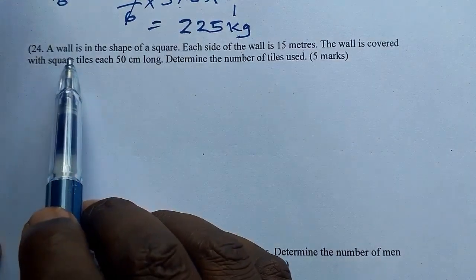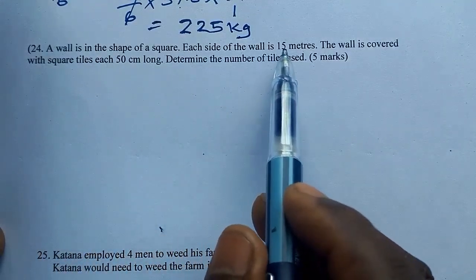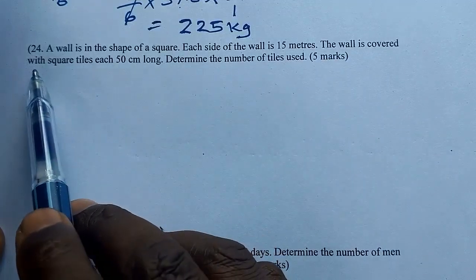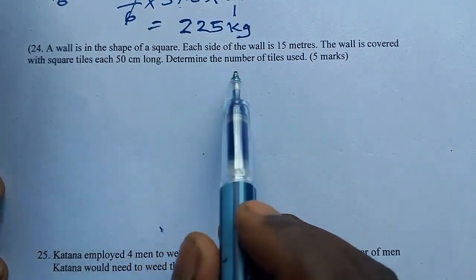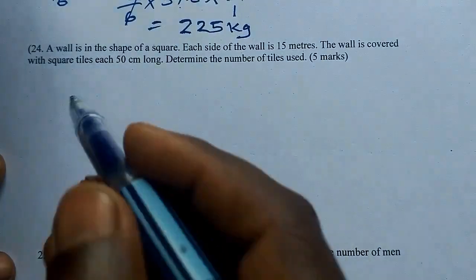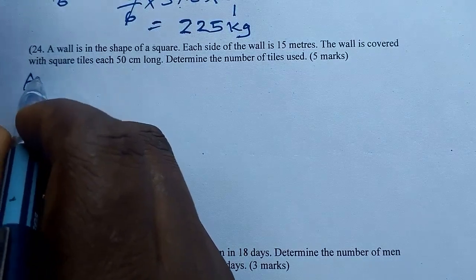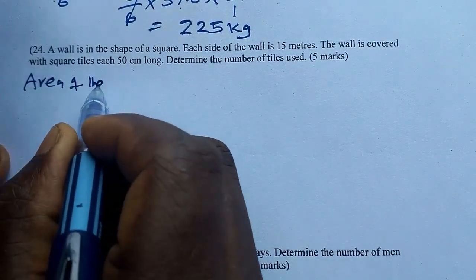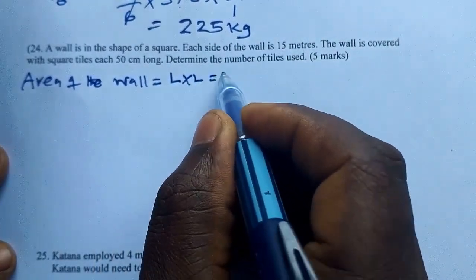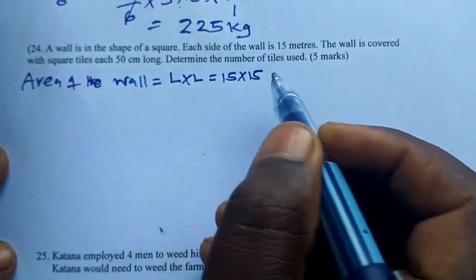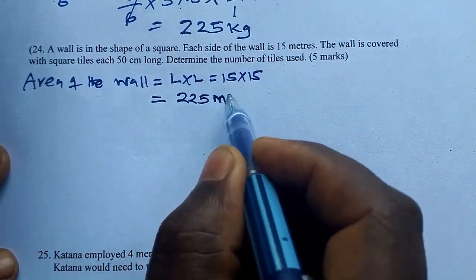A wall is in the shape of a square. Each side of the square is 15 meters. The wall is covered with square tiles of 50 centimeters long. Determine the number of tiles used. So if it is a square, we can get the area of the wall. Area of the wall is equal to length times length, which is 15 times 15. And that gives us 225 meters squared.